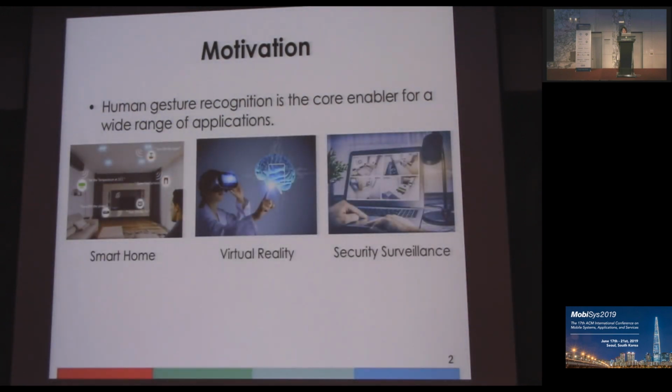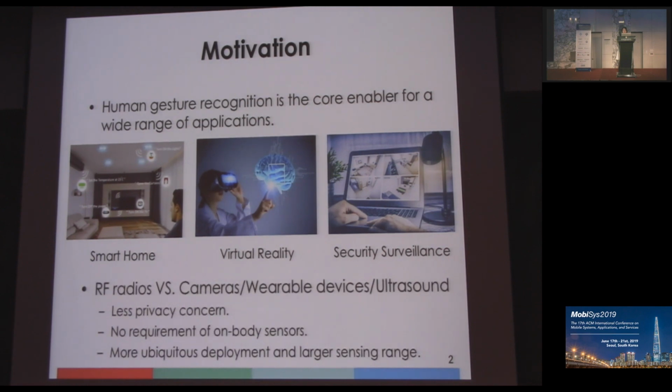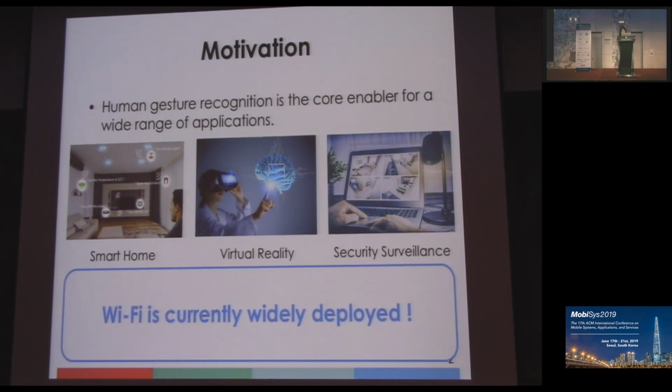Human gesture recognition is the core enabler for a wide range of applications, such as smart home, virtual reality, and security surveillance. Many types of instruments can be used in gesture recognition, such as RF devices, cameras, wearable devices, and ultrasound. Compared with other technologies, wireless devices have some key advantages, including less privacy concern, no requirement of on-body sensors, more ubiquitous deployment and larger sensing range. Especially Wi-Fi is currently widely deployed.